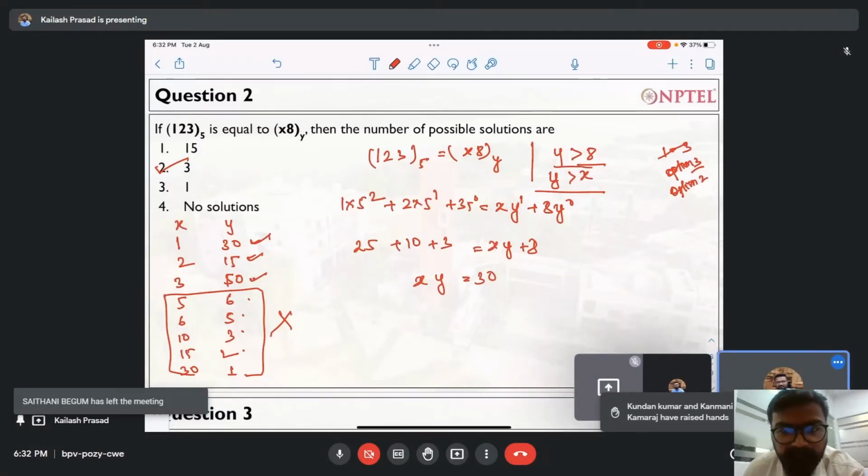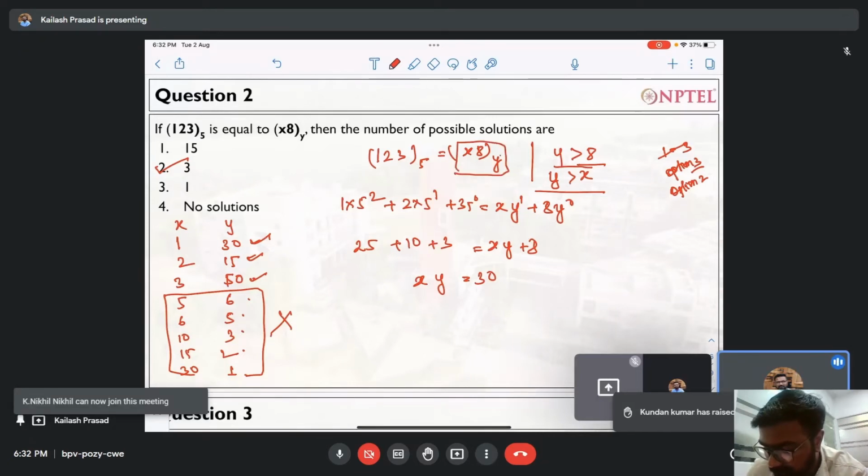And y should be greater than 8 because it is the requirement of the number system itself. If the base y is lesser than 8, it's not a valid number system. If there is a digit, this digit has to be lesser than y. That is the reason why we have discarded all the values in which y is not greater than it, and that is the reason why the answer is 3 here.